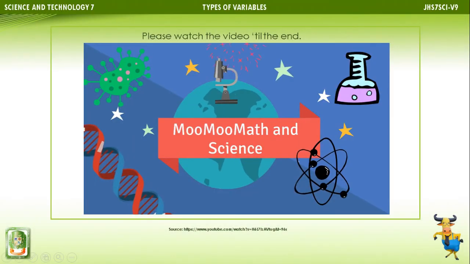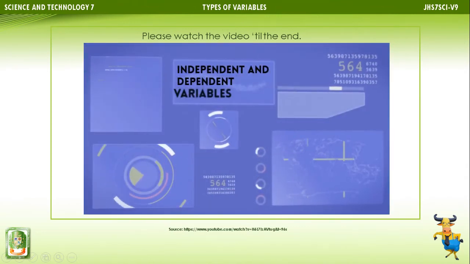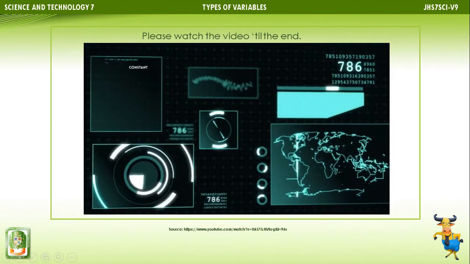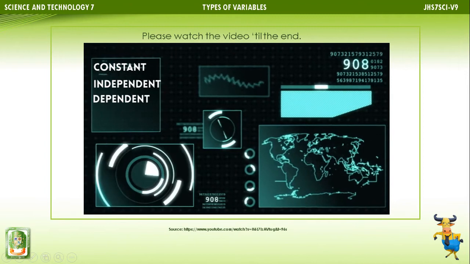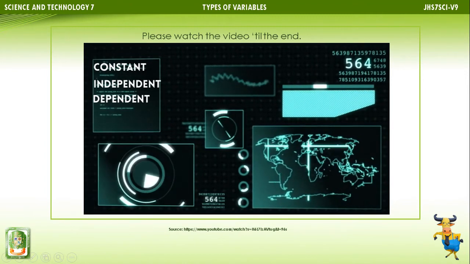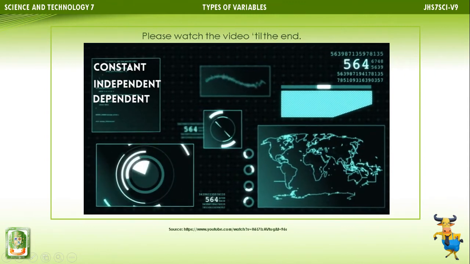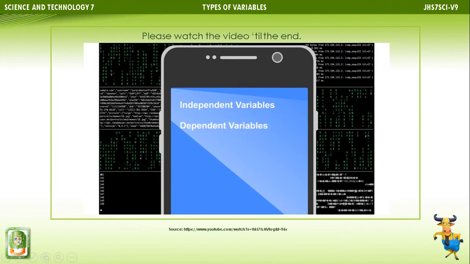In this video, you will learn the difference between independent and dependent variables. In a science experiment, you have three variables: the constant variables, the independent variables, and the dependent variables. The constant variables are variables that don't change. In this video, we will focus on the difference between the independent and dependent variable.